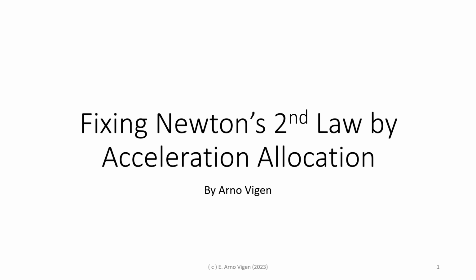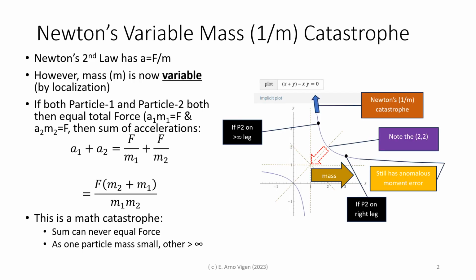Fixing Newton's second law of motion by acceleration allocation by Arno-Vigen. Now, Newton's variable mass causes a 1 over m catastrophe. You see, Newton's second law of motion has acceleration equals force over mass, but we know that mass is variable.